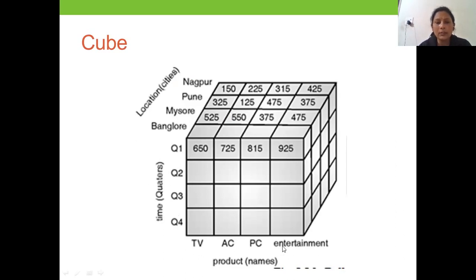We are talking about some products like TV, AC, PC, and the expenditure which is done on entertainment devices. We have one more dimension which is location. This location is in the form of cities: Bangalore, Mysore, Pune, and Nagpur. So these are the various cities on which a manager has to concentrate. Now, talking about this data cube, we will apply the 5 set of operations on this data cube. One by one we are going to see the operations.